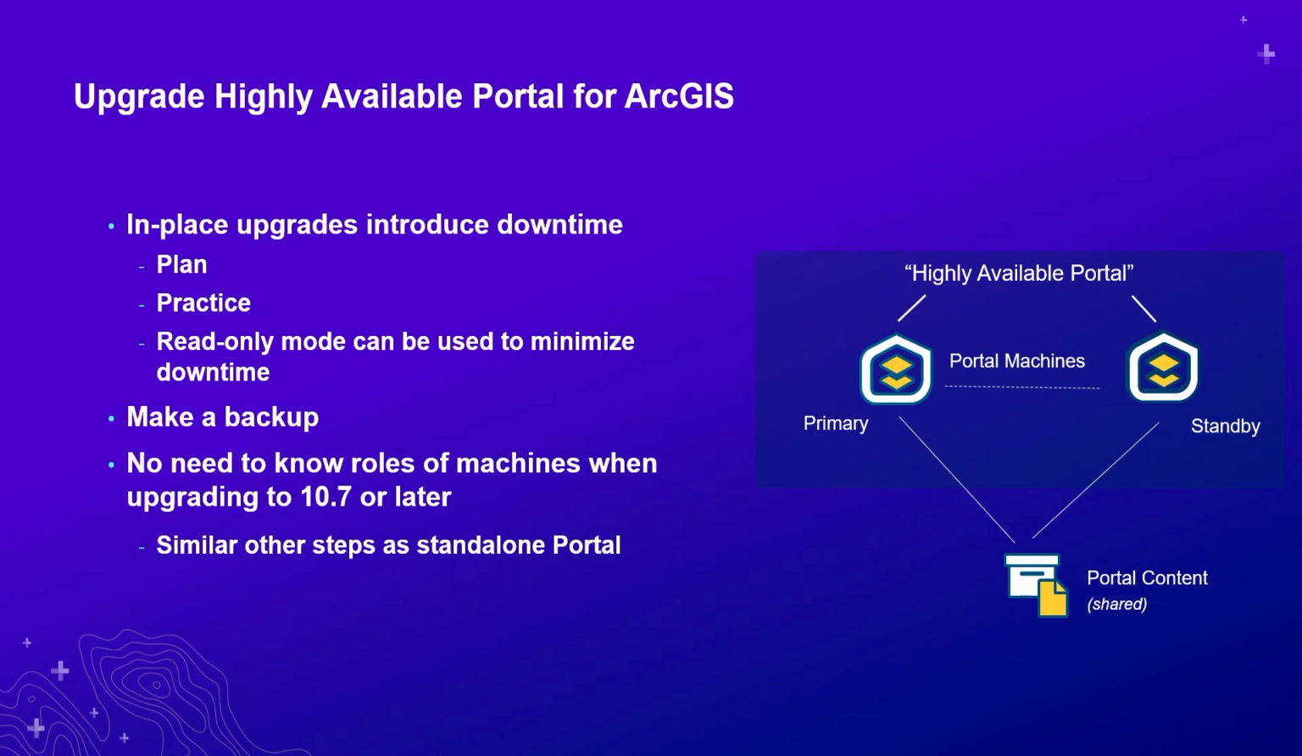There's no need to know the roles of machines when upgrading to 10.7 or later. Previously, you had to know which one was primary, or even before that, you had to unregister the standby machine or one of the machines from the site before you upgrade. Starting at upgrading to 10.7 and on from there, you don't need to know the roles when upgrading. So that means that the steps to upgrade a standalone portal are essentially nearly identical to a highly available portal, with the exception of installing multiple web adapters if you're using WebGIS authentication.